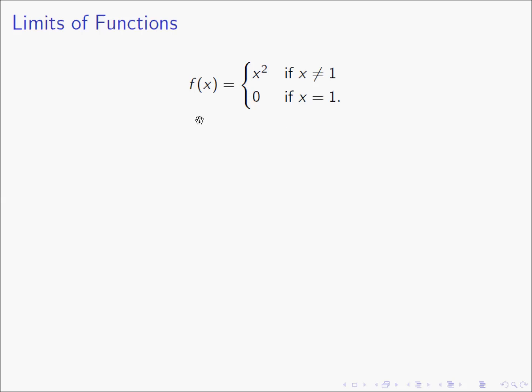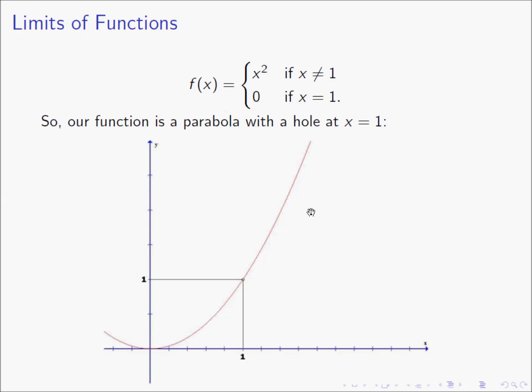Here we have a piecewise function. This function takes the value 0 at x equals 1 and the value x squared if x is not 1. So the graph of this function is the same graph we had before, but here we have a hole at x equals 1, because at x equals 1, f of x will be 0, and for all other values of x, the graph is the same. It's the same parabola here.